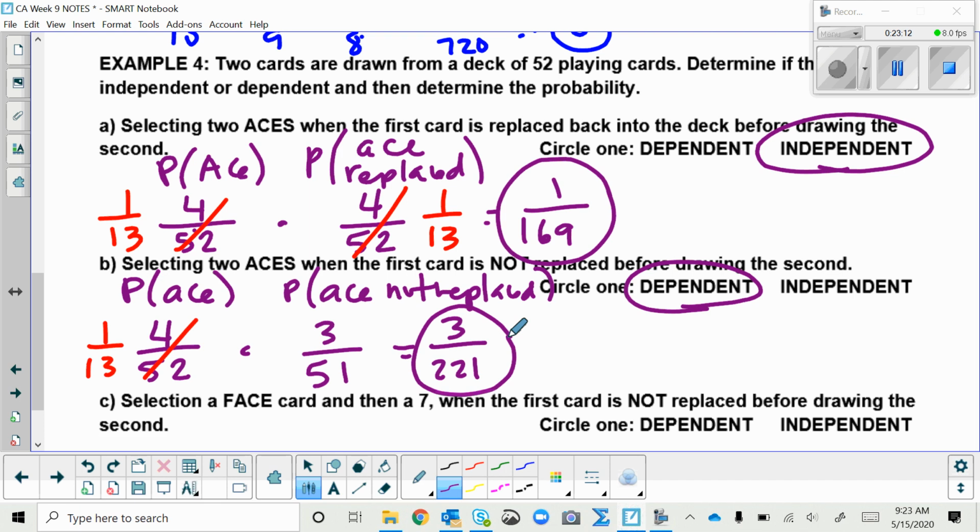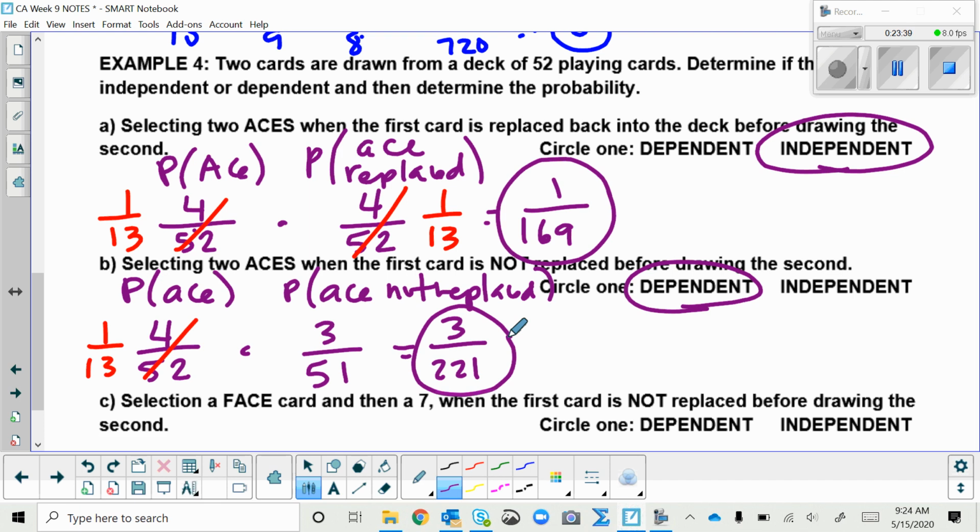And for me, this is just an aside, just some random information. 1 out of 169 for A, your brain is kind of like, okay, yeah, that's pretty small. You understand that that's true. But when you start seeing numbers like 3 out of 221, or if you had like 12 out of 221 or 15 out of 221, then it's kind of harder to understand exactly what that number represents.